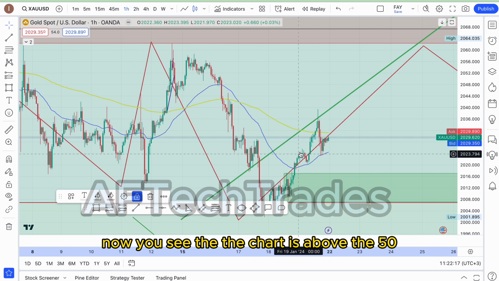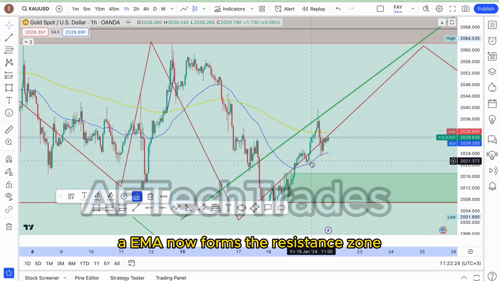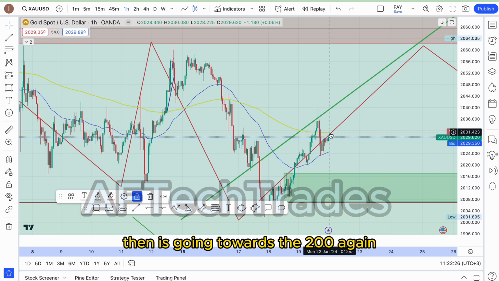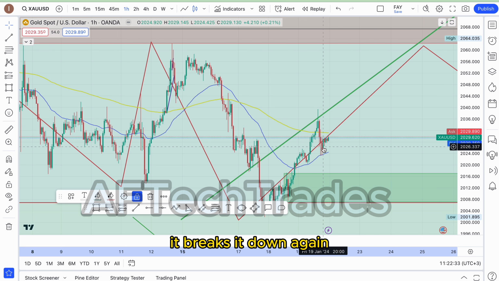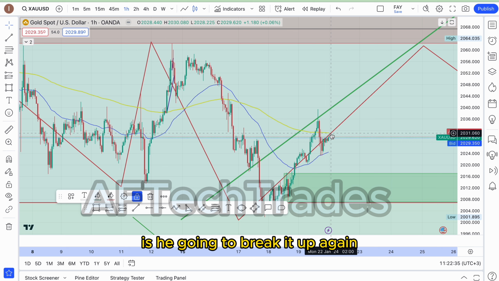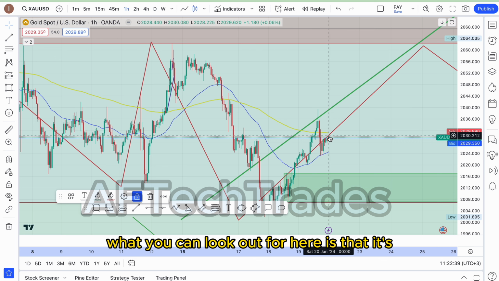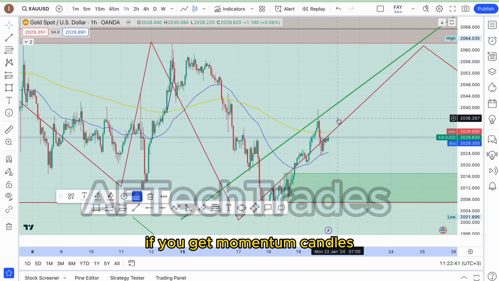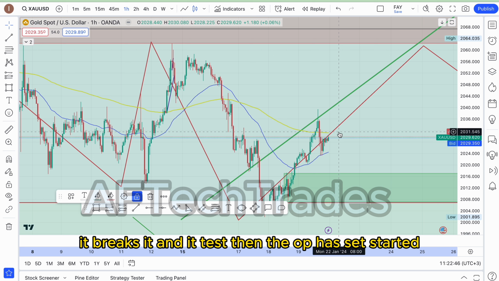Now you see the chart is above the 50. There was a retest on the 50 where the 50 EMA now forms the resistance zone. Then it's going towards the 200. Again, it breaks the 200 EMA here. It breaks it down again. Is it consolidating? Is it going to break it up again one more time? What you can look out for here is that if you get momentum candles within this region, it breaks it and retests, then the up has started.